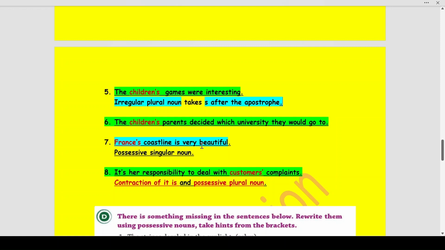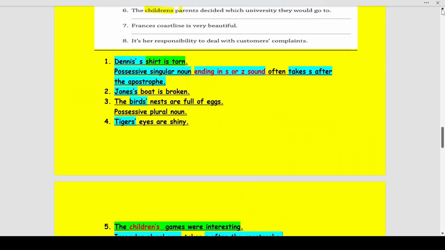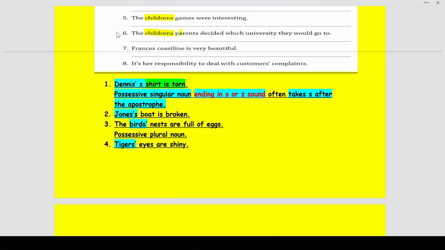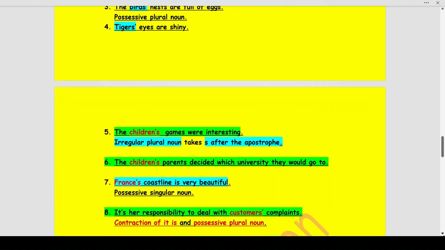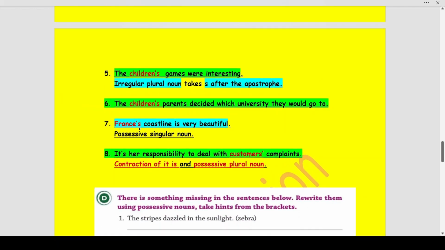Next, France's coastline is very beautiful. See, in the question it is given France, which is not a plural noun ending in S. Okay, so your answer will be France apostrophe S. France's coastline is very beautiful because France is considered a singular noun. Therefore, when we write the possessive form of it, it will become France apostrophe S.